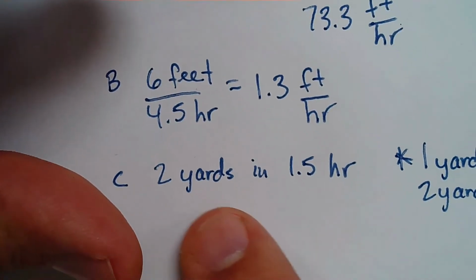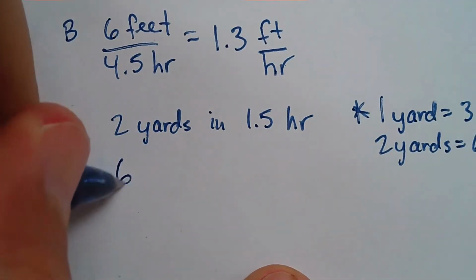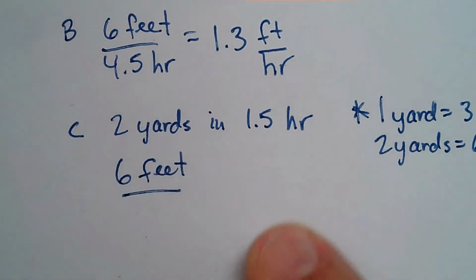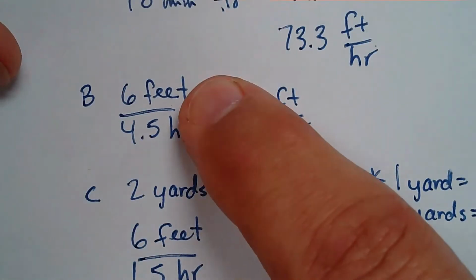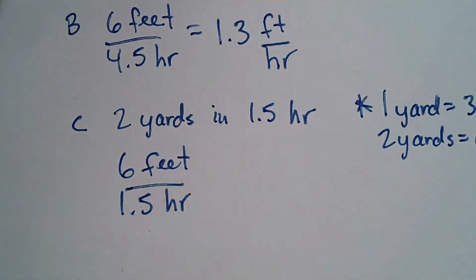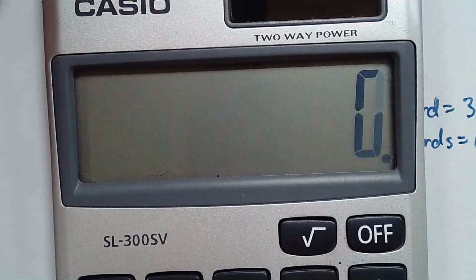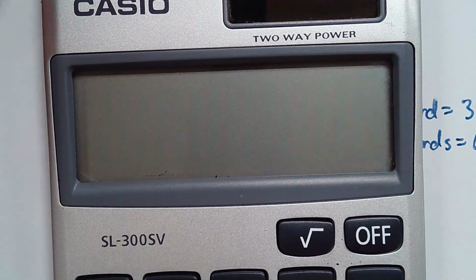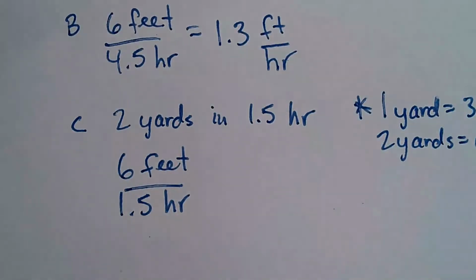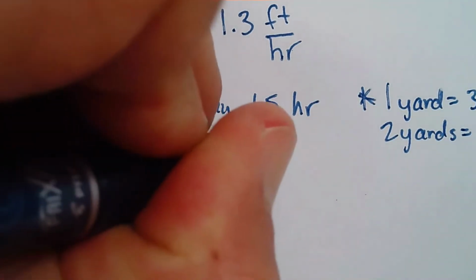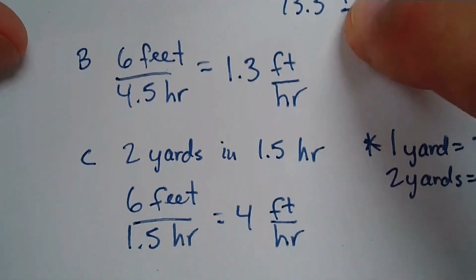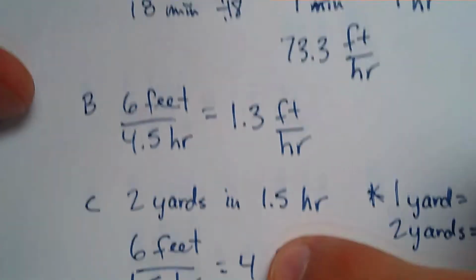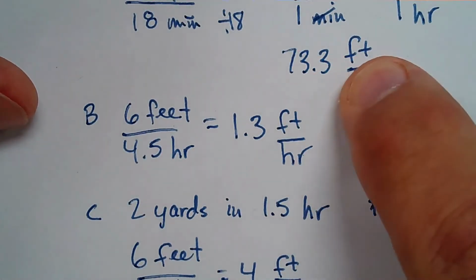So I'm going to turn this 2 yards into 6 feet in 1.5 hours. Now, just like the last one, we're going to divide this. 6 divided by 1.5 is 4. It's equal to 4 feet per hour. So we're comparing 73.3 to 1.3 to 4, and this is still going way more feet per hour than any of the others. And then we look at D.